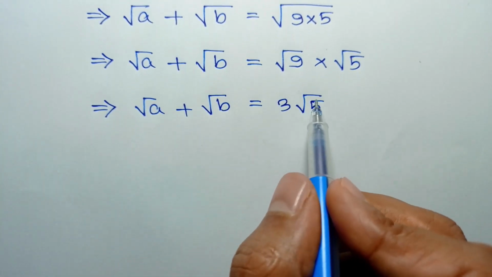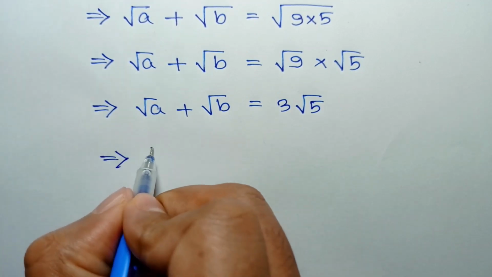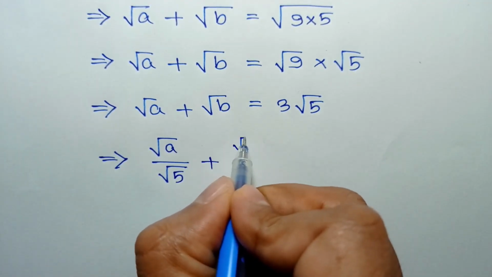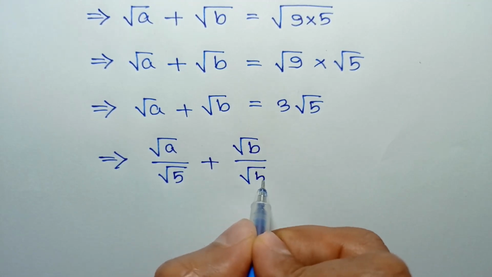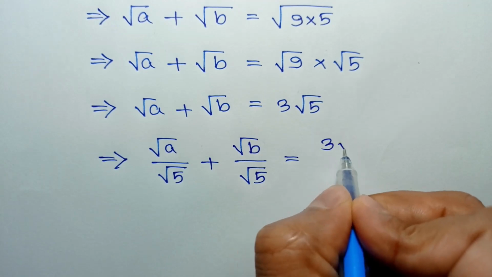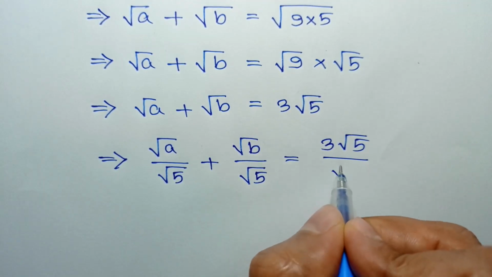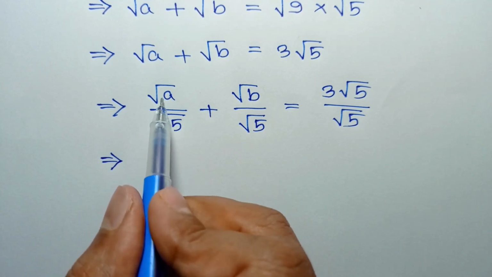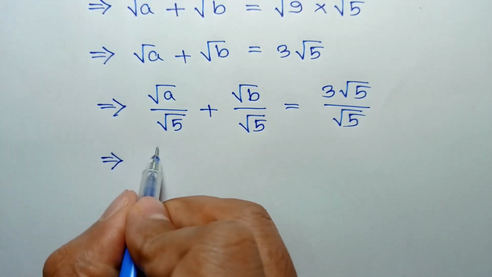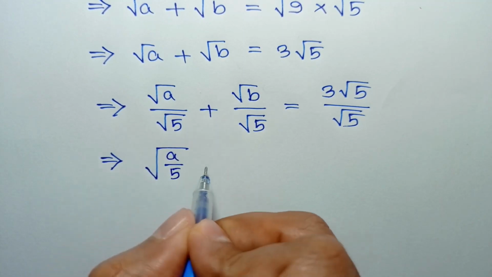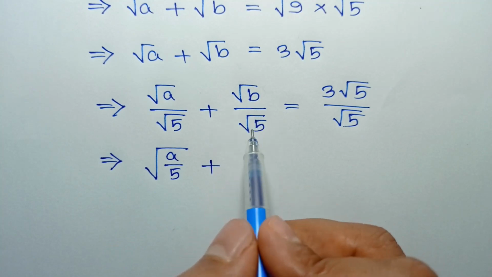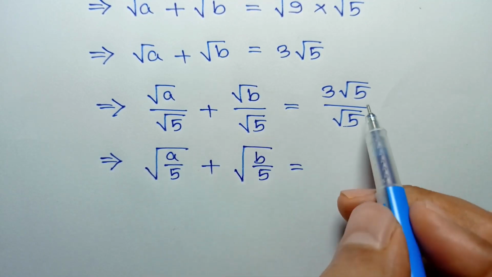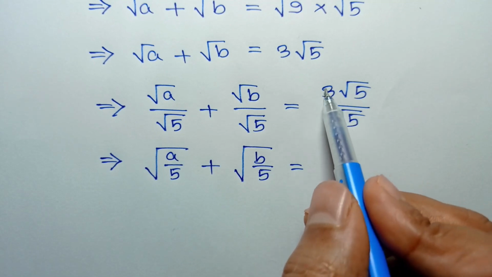Now dividing both sides by square root of 5, we can write square root of a over square root of 5 plus square root of b over square root of 5 is equal to 3 square root of 5 over square root of 5, or square root of a over 5 plus similarly square root of b over 5 is equal to 3, as the square root of 5 and square root of 5 will cancel out.